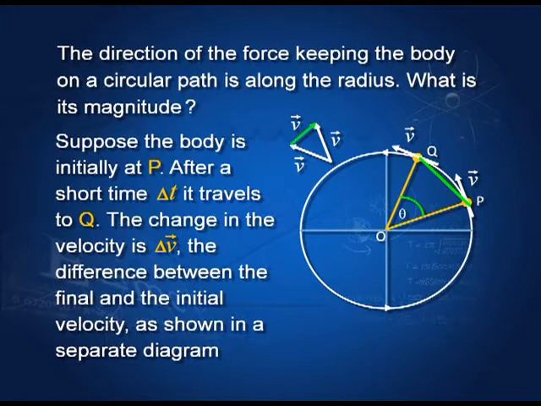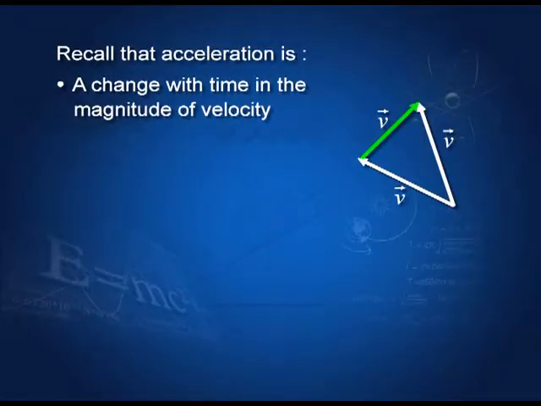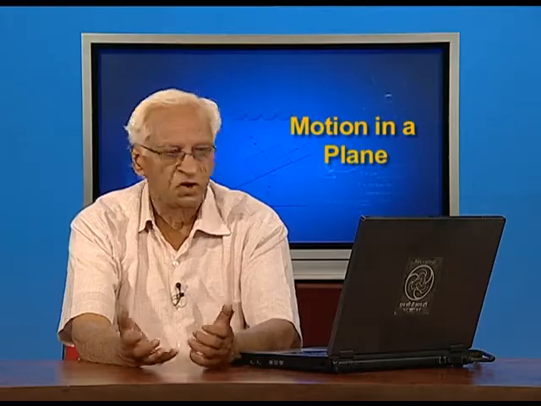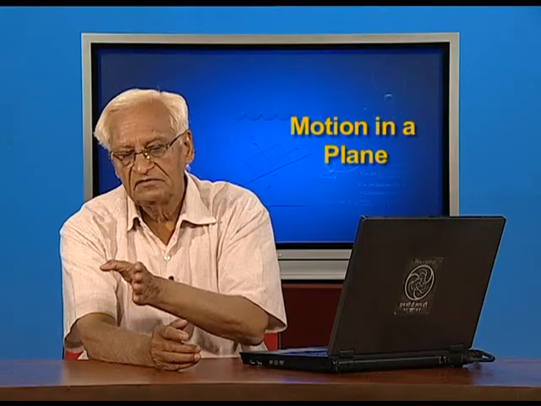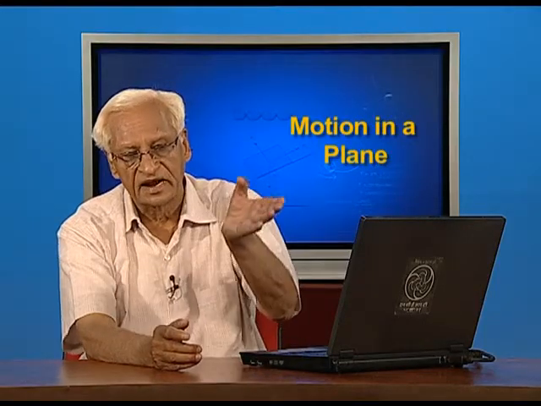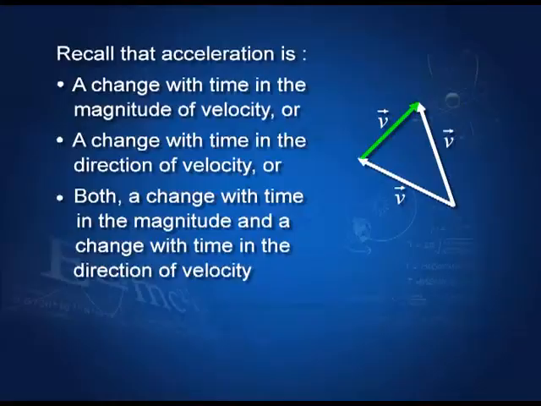So, velocity is v here, but in the interval there is a change in velocity. Let me remind you what acceleration is. Acceleration is a change with time in the magnitude of velocity, or a change with time in the direction of velocity, which we have in this case. We have the velocity in this direction, then in that direction, and the change in velocity is delta v, and therefore, delta v gives the acceleration.